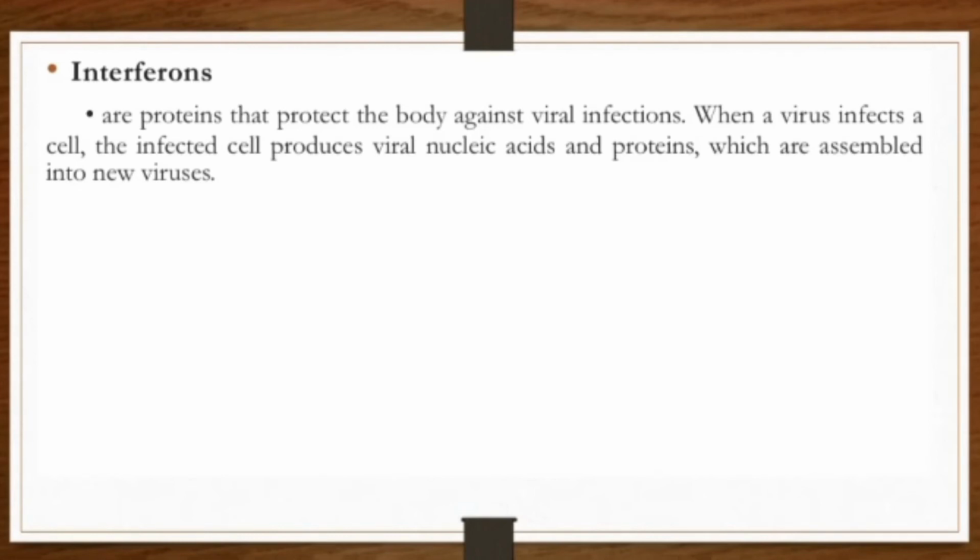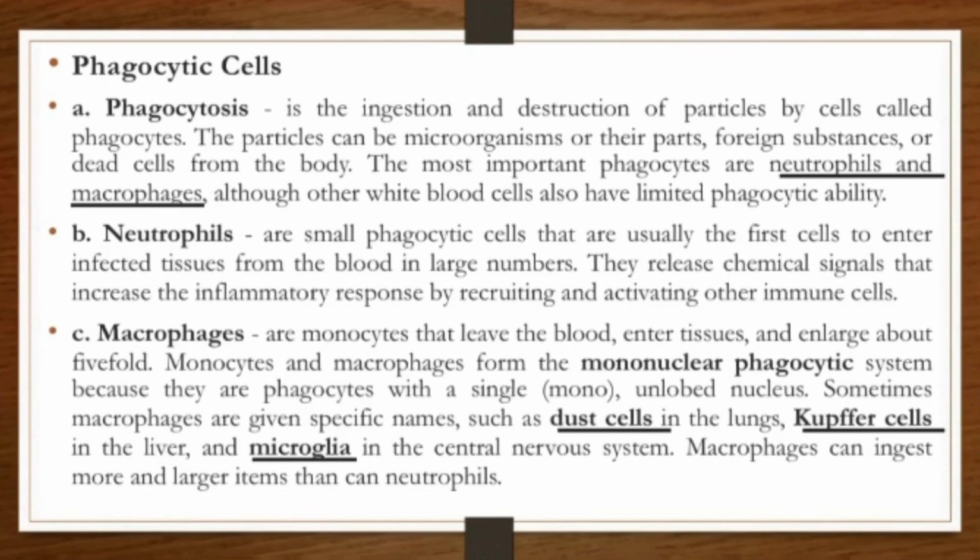Fortunately, viruses often stimulate infected cells to produce interferons, which do not protect the cells that produce them. Instead, interferons bind to the surface of neighboring cells, where they stimulate those cells to produce antiviral proteins. These antiviral proteins inhibit viral reproduction by preventing the production of new viral nucleic acids and proteins. Some interferons also play a role in activating immune cells, such as macrophages and natural killer cells.